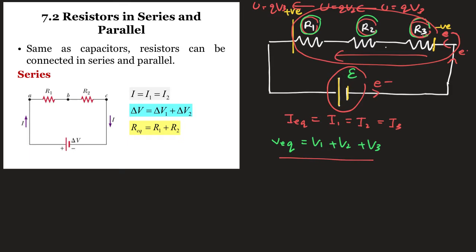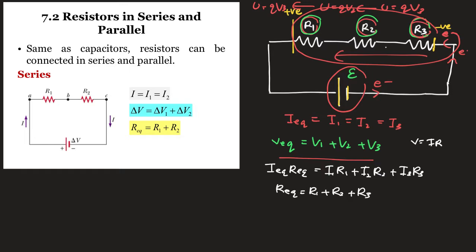From this equation, we can derive, based on Ohm's law, V equals IR. So here I'm going to put I equivalent times R equivalent equals I1 R1 plus I2 R2 plus I3 R3. Because the current is the same for R1, R2, and R3, we get our formula for the series connection: R equivalent equals R1 plus R2 plus R3.